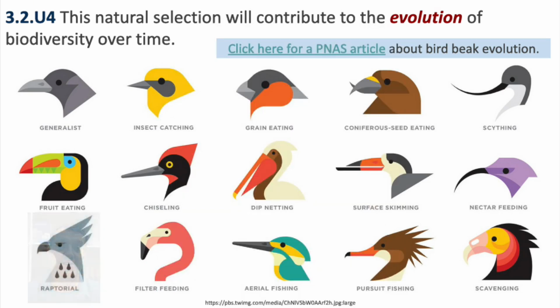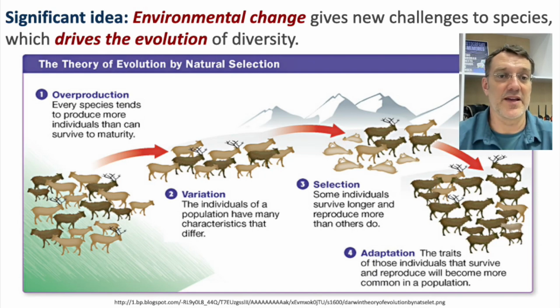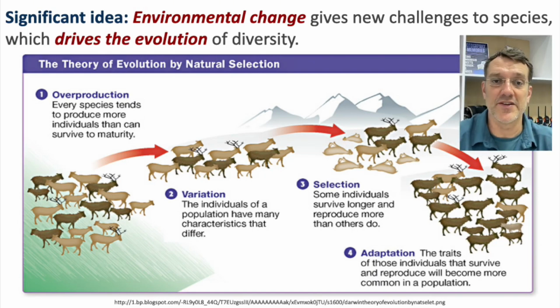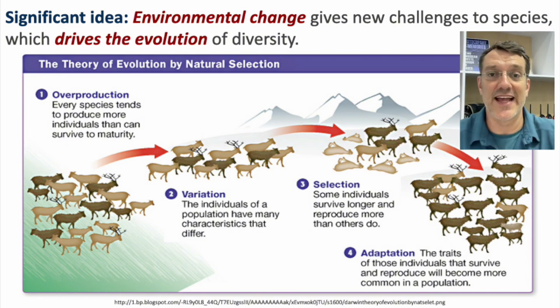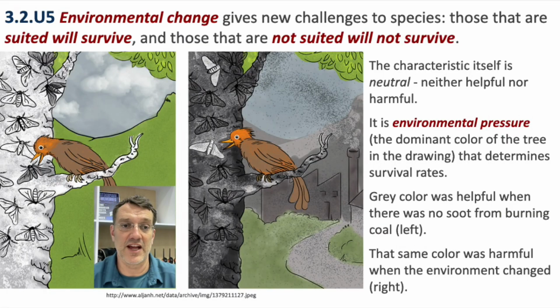The next big idea in this topic is that it is actually the environment that drives the process of evolution. This isn't something that species choose to do. It is that the environment selects who lives and who dies. And the most classic example of this is the English peppered moth, which you can see here on the screen.